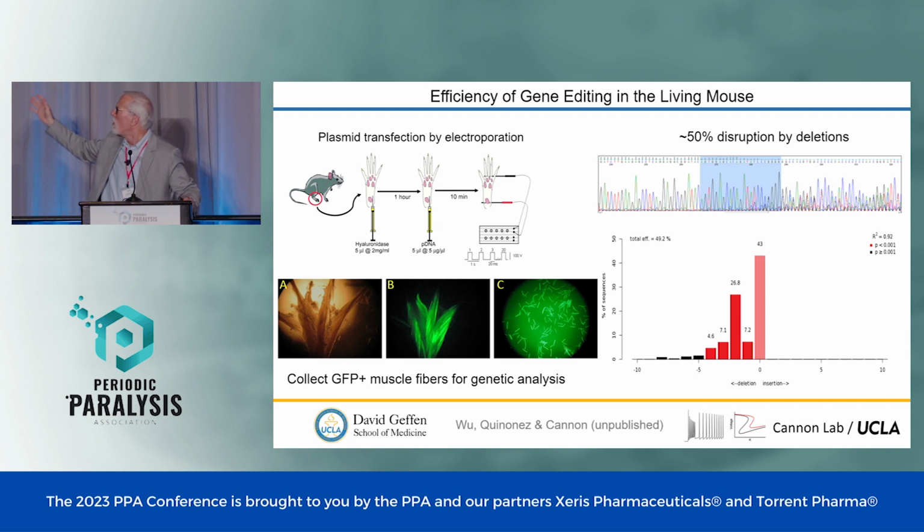And again, what we're seeing now is not in a culture dish, but in a mouse, in the foot of a live mouse. We were able to disrupt about 50% of the mutant copy of the gene without accidentally cutting the normal copy. So this is where I was with you 2 years ago. And with the support from the PPA, we were able to generate additional preliminary data to now see what this means for muscle force.